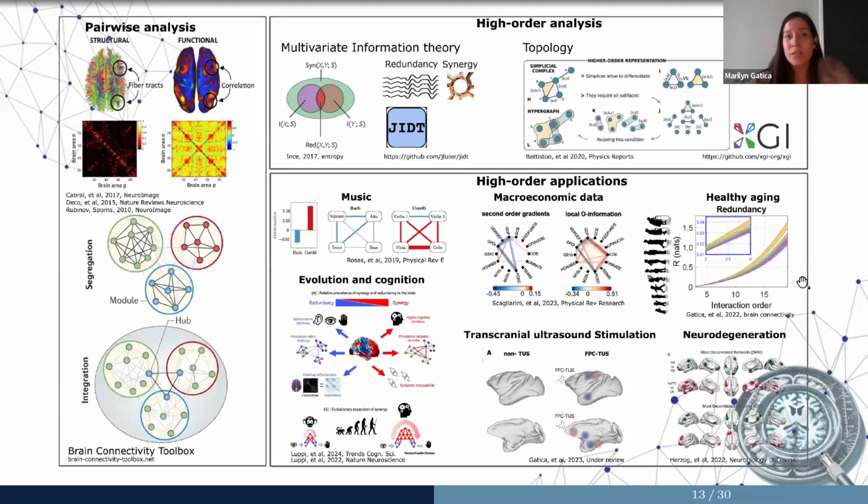So far, just to summarize what we have been talking about, we have these different worlds that are complementary, that are the pairwise analysis and the high order analysis. Here you have all the different techniques, the math, the nice toolbox in order to quantify segregation and integration quantities, but also you can move to the high order interactions where you have this world of topological data analysis, multivariate information theory, and you have several different applications. So here, for example, we are just showing some of the examples.